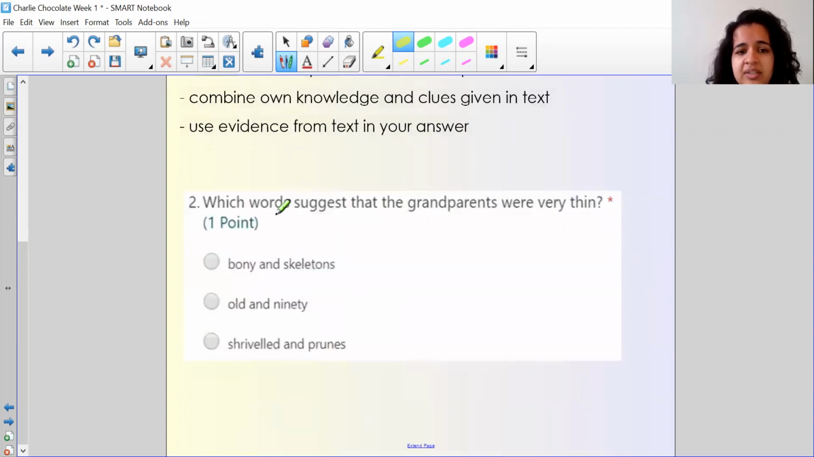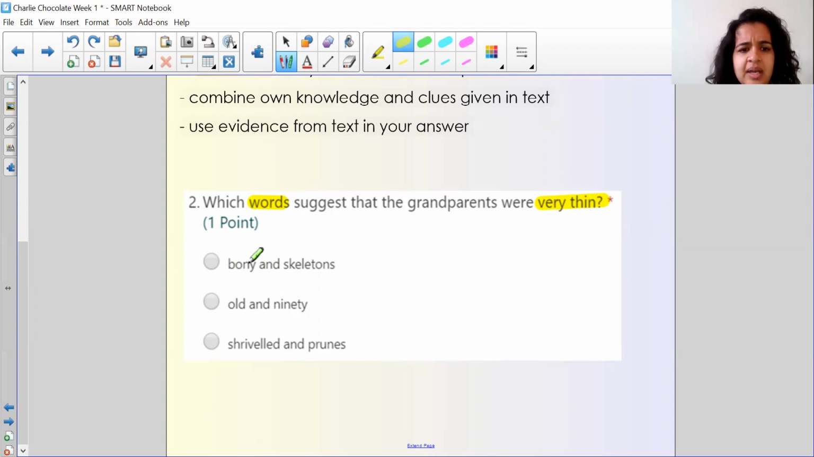Because if we go back to this question, all right, which words suggest that the grandparents were very thin, okay? So I'm looking for 2 words. That's why it's got an S at the end. It's a plural. So I'm looking for a group of words and very thin, okay? So that's what I'm looking for, words and very thin, okay? So both words have to suggest that they're very thin. Okay, so you've got bony and skeletons.